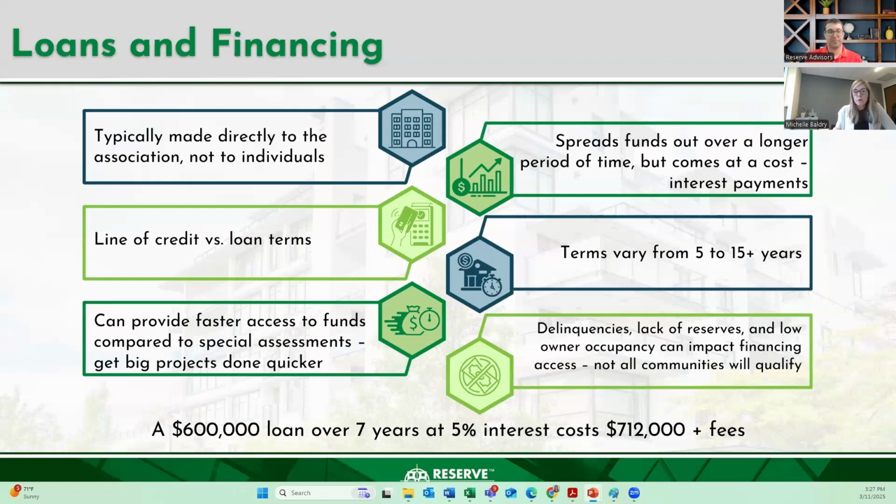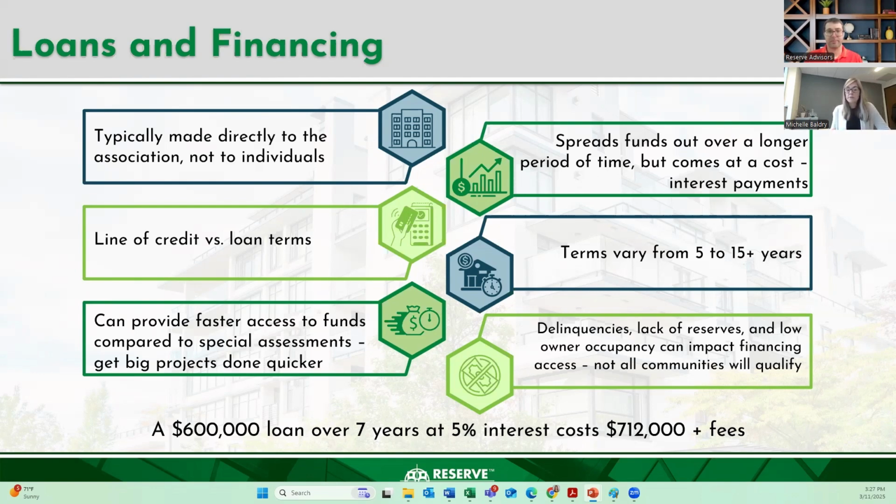But know that that's going to cost more money in the long run, right? By having quick access to those funds, spreading it out over a period of time makes it easier for the homeowners, but it comes at a cost. So just quick numbers. You look at a $600,000 loan, a 7-year term, 5% interest rate, that equates to $712,000 plus fees. So an additional $112,000, right? Or over 20% more. And by the way, good luck finding a 5% loan right now, right? I think we all know they're much higher than that. So this certainly comes at a cost.